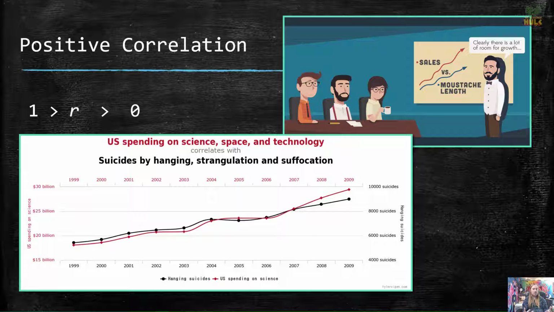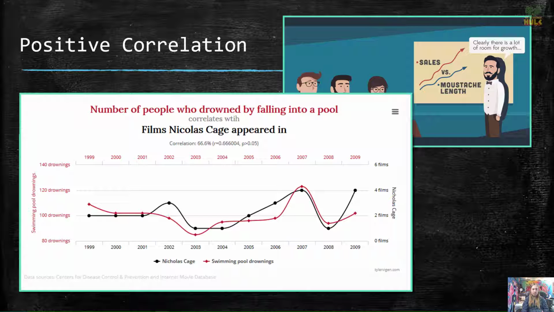Just because one goes up and the other goes up doesn't mean one caused the other one. In fact, the number of people who drowned by falling into a pool and films Nicolas Cage appeared in, okay, that one actually makes a little bit of sense. People are probably jumping into a pool every time a Nicolas Cage film comes out, and maybe that's why these two are related. No, these are just examples of two things, in each case, that increased at the same time. Because they were increasing at the same time and decreasing at the same time, they followed each other perfectly. That's what we call a positive correlation.